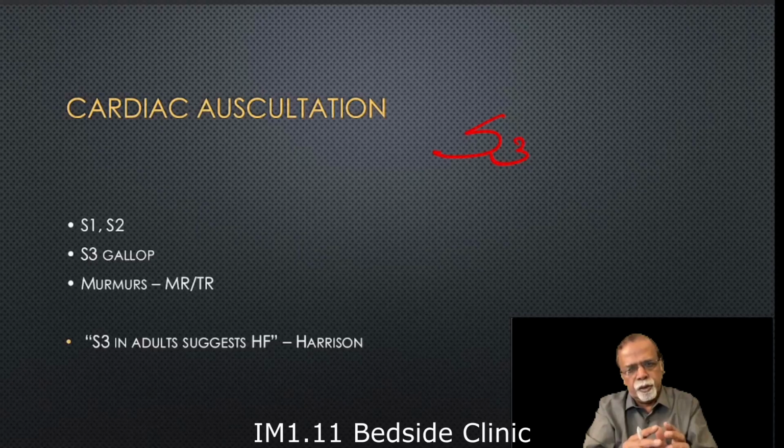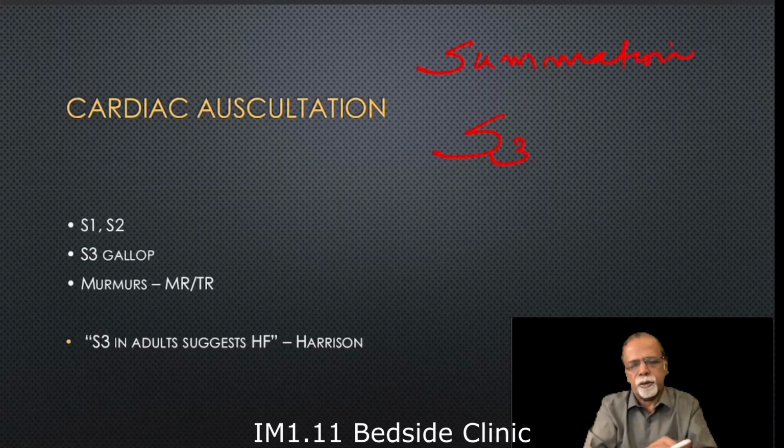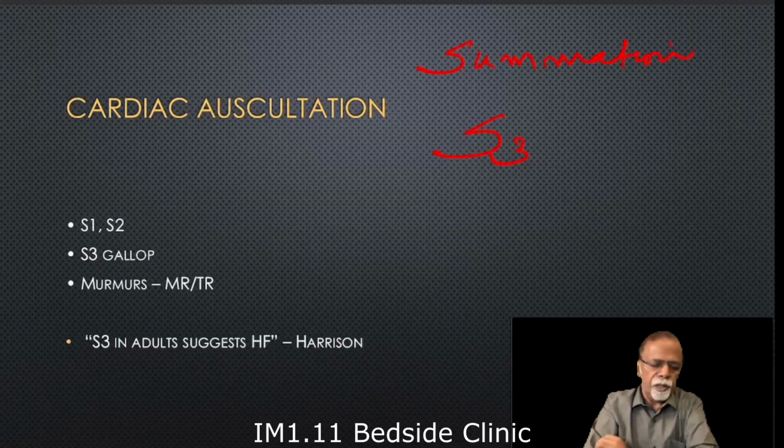When S3 and S4 are both present, it is called the summation gallop, sometimes called quadruple. If S3 alone, you call it an S3 gallop. You will be looking for murmurs, especially MR murmur, TR murmur.